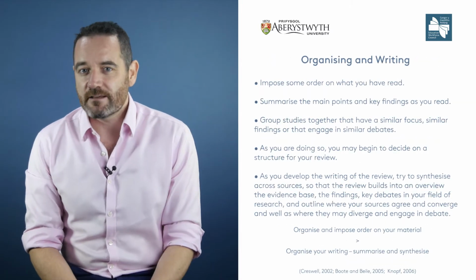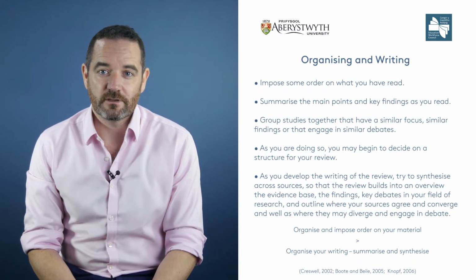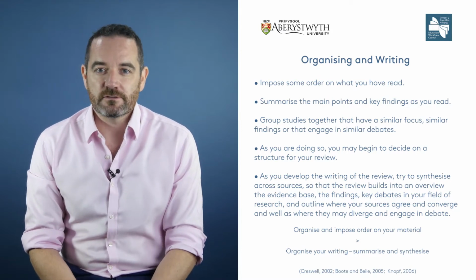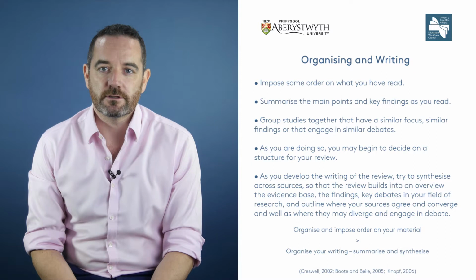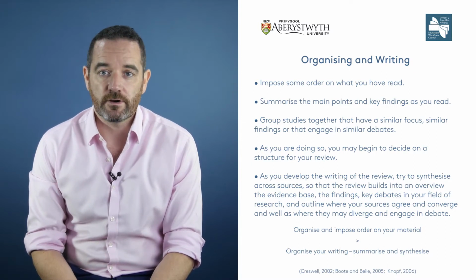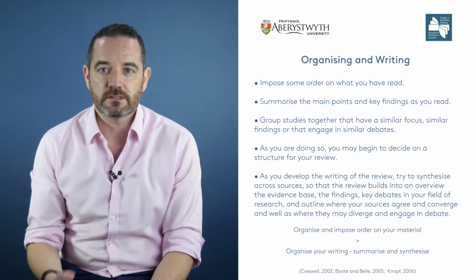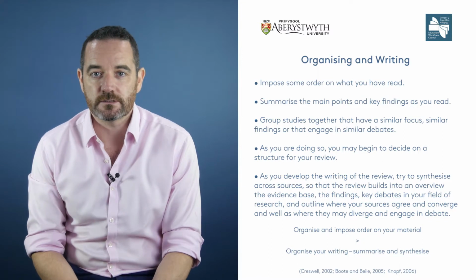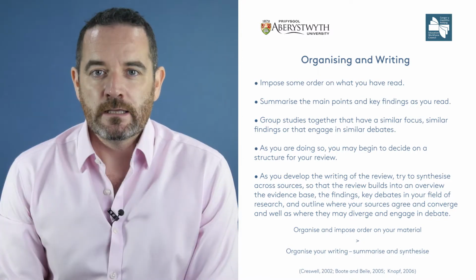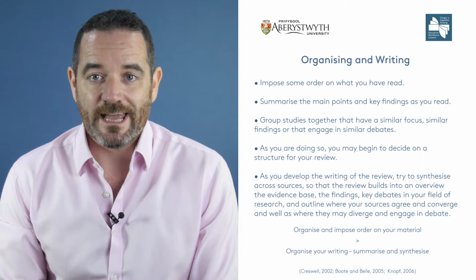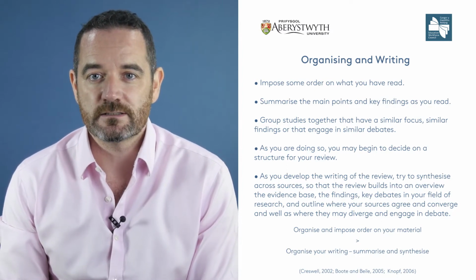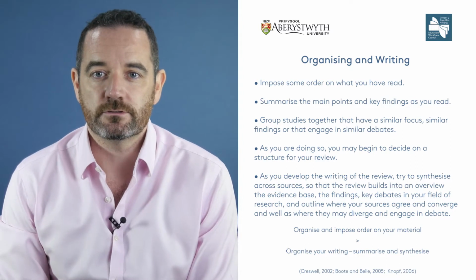It's an inevitability of research that at some point you will need to stop reading and start writing. But before you begin, it can be useful to impose some order on the material that you've consulted. Many researchers will produce short summaries of the work that they've read in note form and then begin grouping studies together around a particular theme, or group together those which have similar findings or engage in similar debates. This can often be the first step to deciding on headings, subheadings, and as you progress can help you set out the thematic and discursive structure of your literature review.